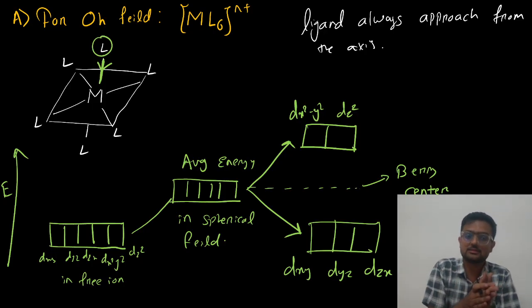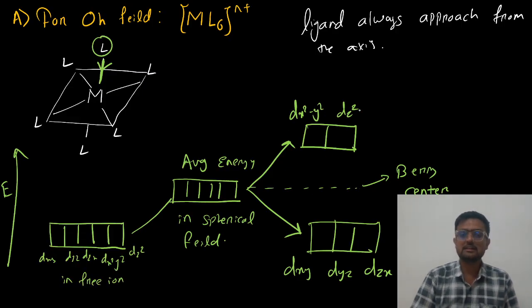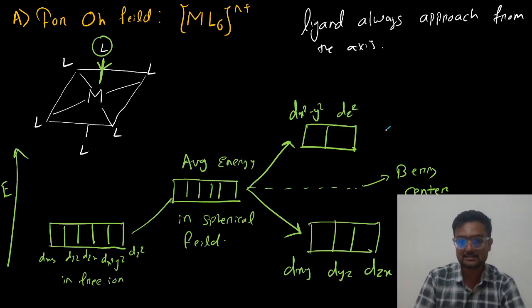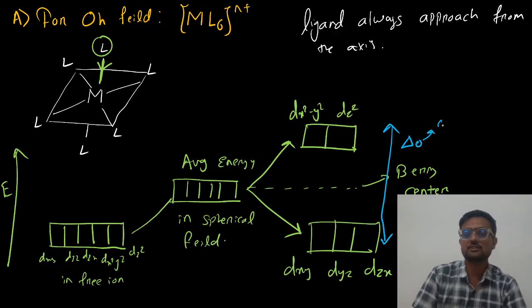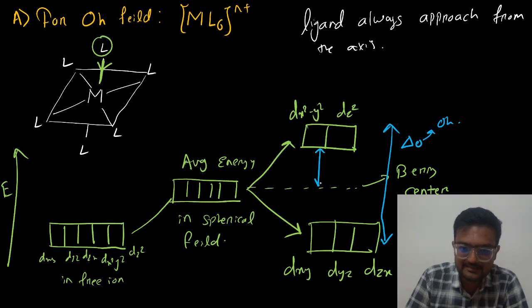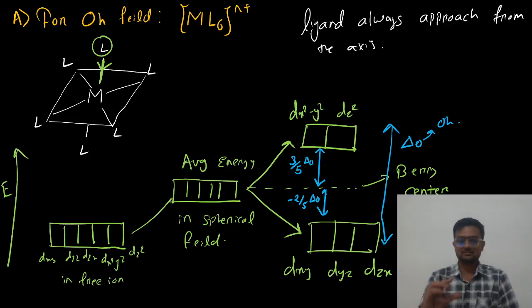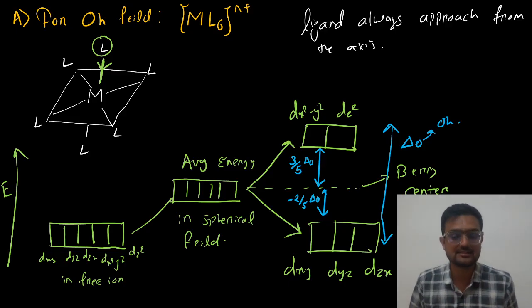Now as the ligand enters the metal field, there will be more repulsion. Due to repulsion, the degeneracy breaks down, and the energy of the two d orbitals increased and the energy of the three d orbitals decreased. This distance is called delta naught, where the O represents an octahedral complex. The upper set is equal to 3 by 5 delta naught, and the lower one is equal to minus 2 by 5 delta naught. If I add 3 by 5 and 2 by 5, the answer should come to 0.